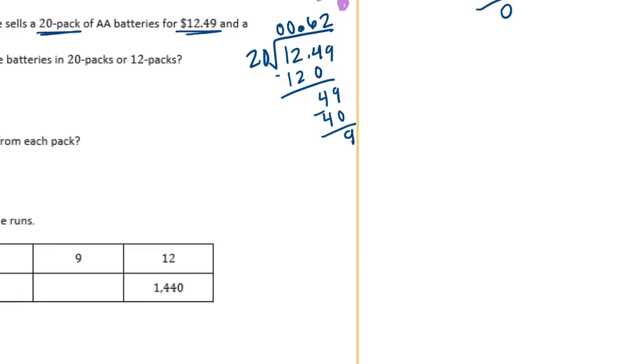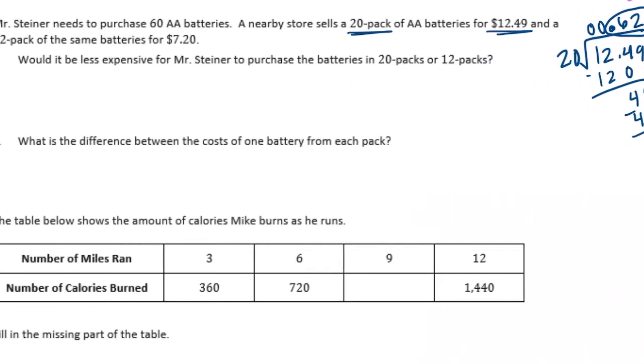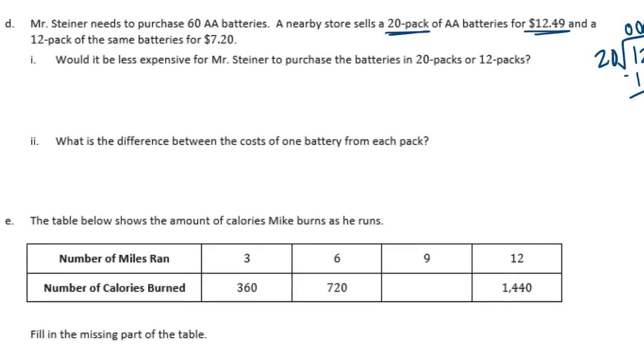Subtract, we get 9. I'm going to add a 0 just to make sure we don't need to round up. 20 goes into 90 4 times. So we get 624 thousandths, which rounded would be 62 cents. So the 20 pack would be 62 cents per battery.